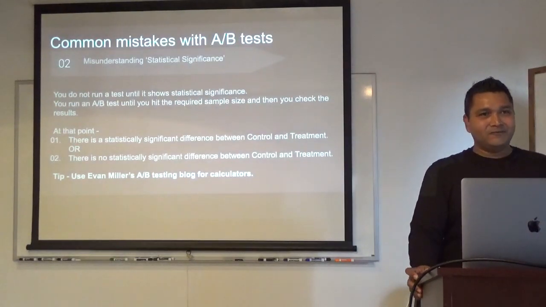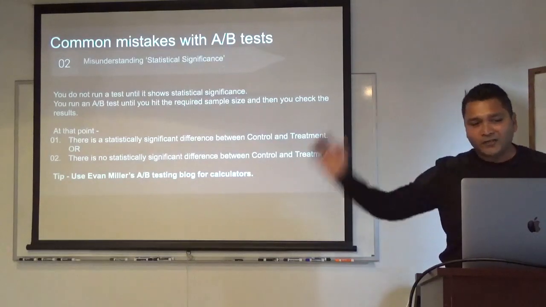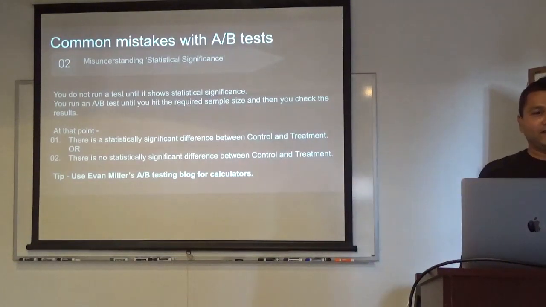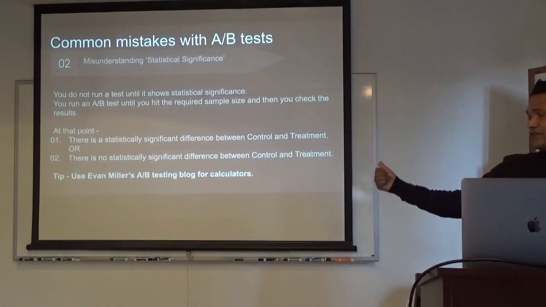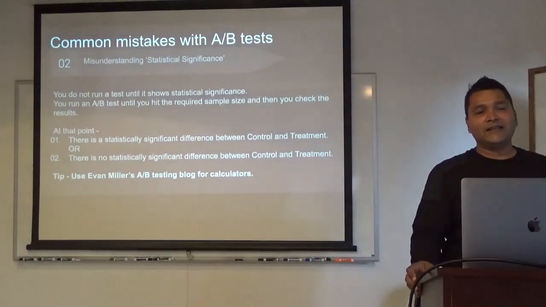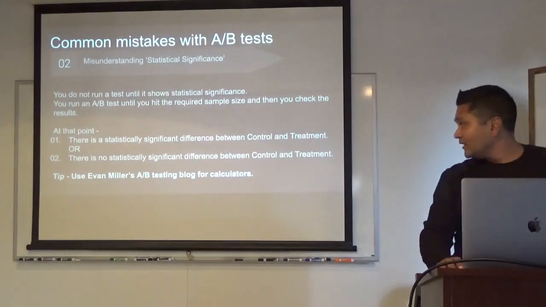But the way you do it is you select a sample size, you run the experiment to sample size, you stop at that point. Either it is different or it's not, and that's when you can actually tell. You can use Evan Miller's A/B testing blog, a resource I use a lot, that can show you how to pick sample sizes. It has a lot of background on what you can and cannot test.